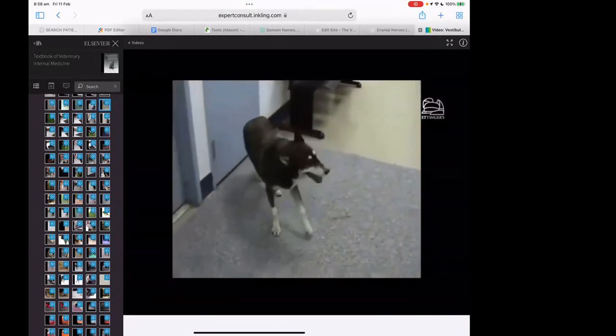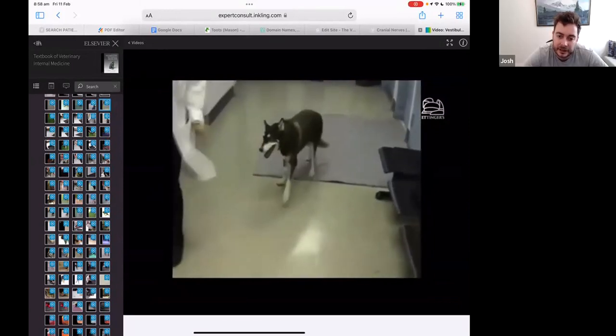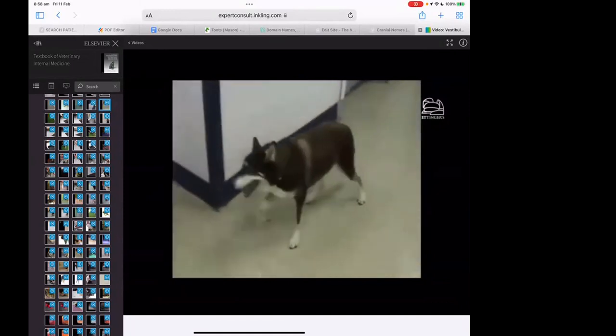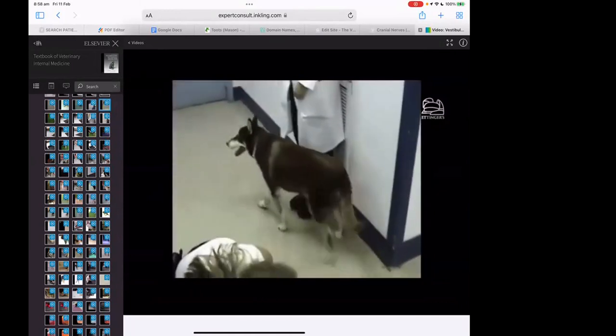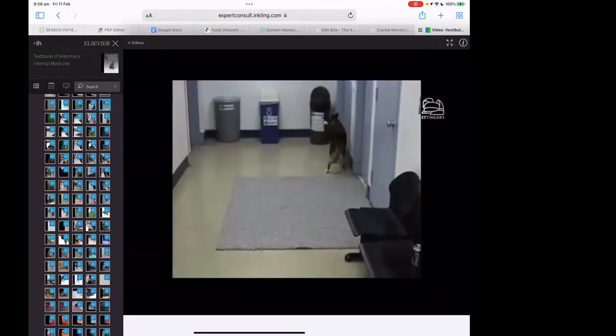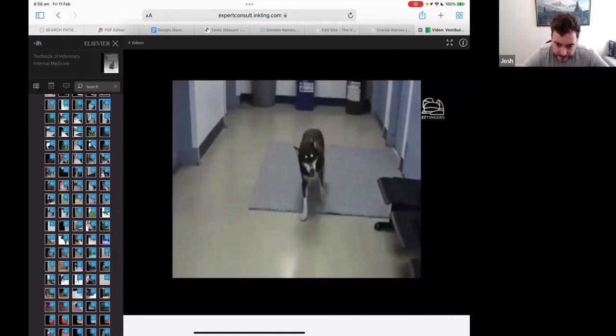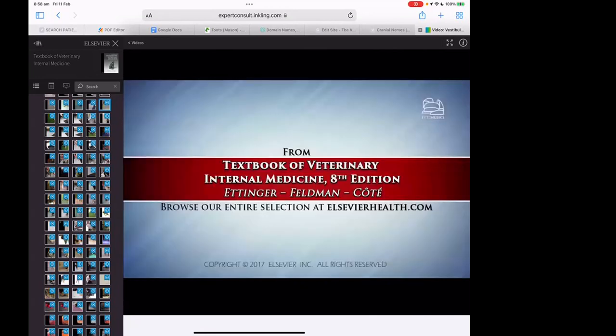So what do we notice here? Head tilt to the right, falling to the right. Good. Excellent. So we've got increased extensor tone on which side? Left. Good. Yep, so it's pushing him to the right.